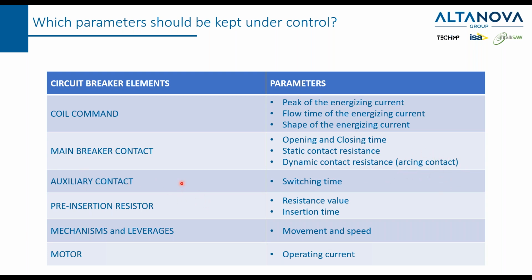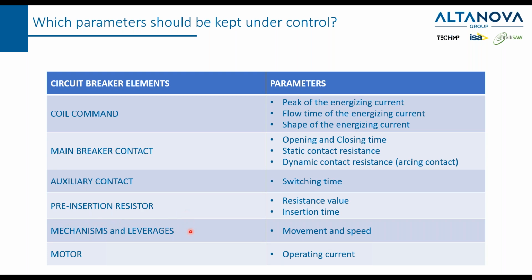When it comes to the auxiliary contact, what we have to do is just verify the switching time. For the pre-insertion resistor, I need to verify if the value is still inside the ranges that the manufacturer suggests, and also the insertion time, because as the name suggests, it is also a moving part that moves more or less together with the main contact, and the insertion time must be verified.